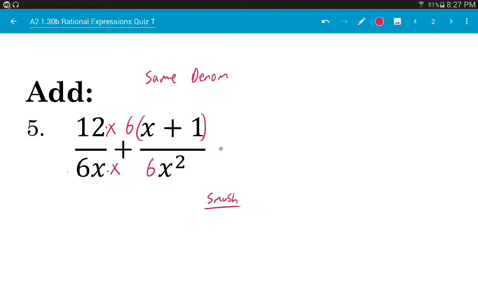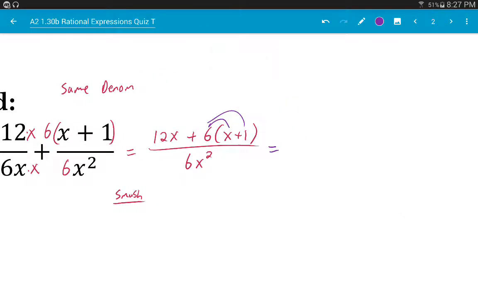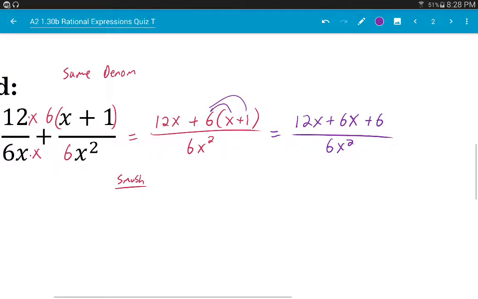So let's see. This is equal to 12x plus 6 parentheses x plus 1, all over the same denominator of 6x squared. Let's do a little distribution here. This can be rewritten as 12x plus 6x plus 6 all over 6x squared. Let's keep simplifying, combine some like terms. When I combine like terms, 12x and 6x, that's going to be 18x plus 6 all over 6x squared.